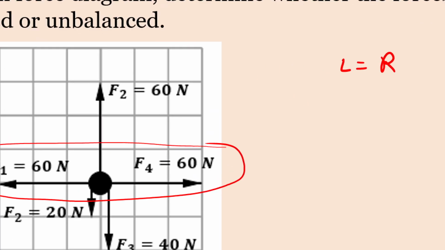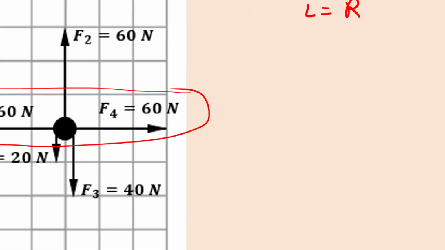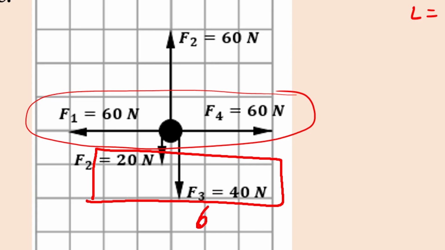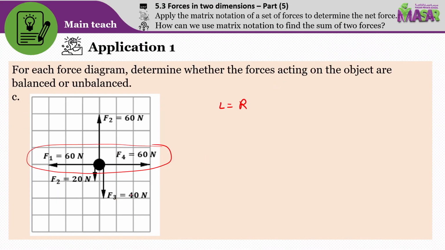What about the vertical? We have 60 up, and for the downward forces, we have two forces here. The summation of these two forces is 60 Newton. So we have 60 up and 60 down, which means up equals down. As a result, all the axes have balanced forces, and the forces here in general are balanced.